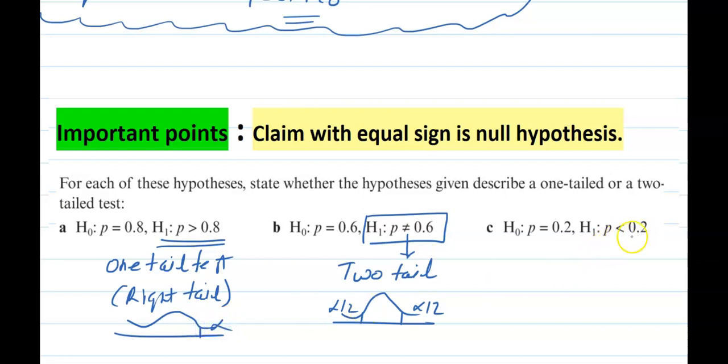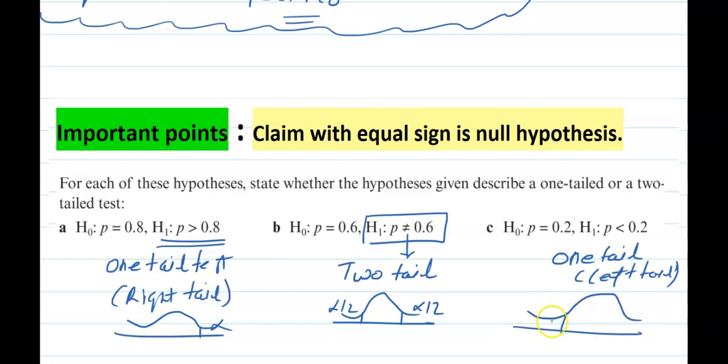Now here P is less than 0.2. So it is a one-tail test. And in a one-tail test, definitely it is a left tail because it is a less than sign. So left tail test. In this case, the diagram will be like this, and alpha will be here. So you need to remember one thing: the significance level alpha will be divided by 2 when you are doing a two-tail test. When you are doing a one-tail test, whether it is right tail or left tail, alpha remains alpha. Okay, I hope things are clear.